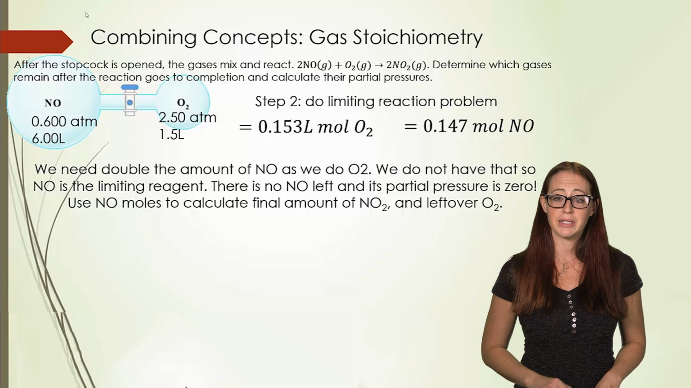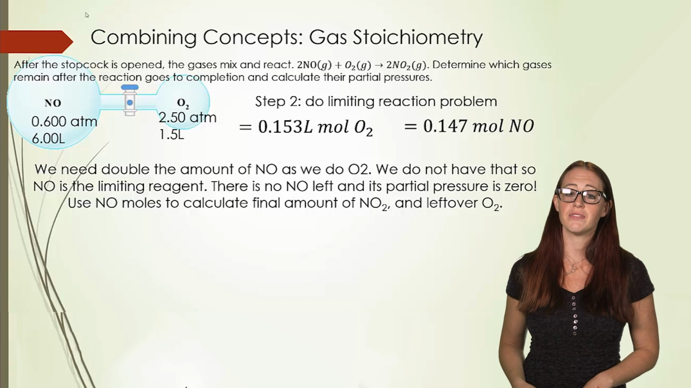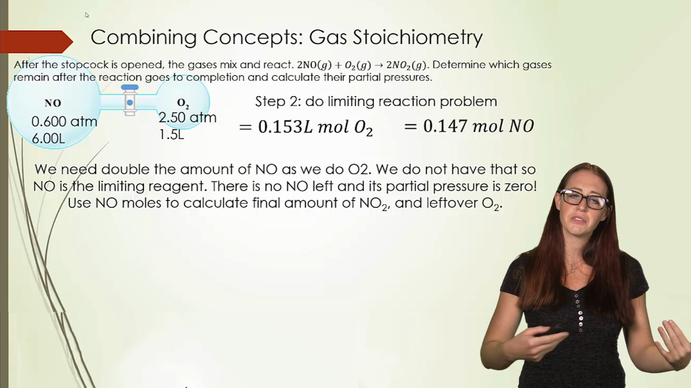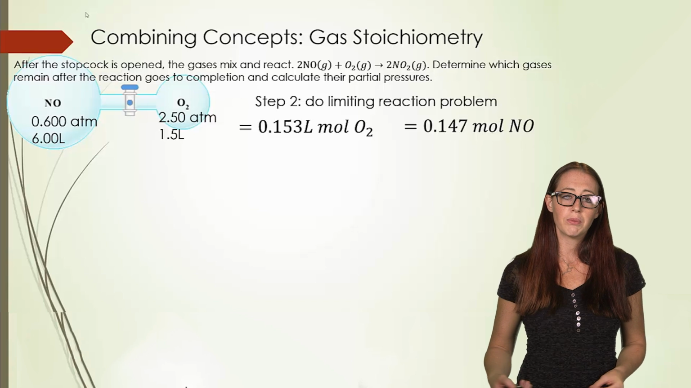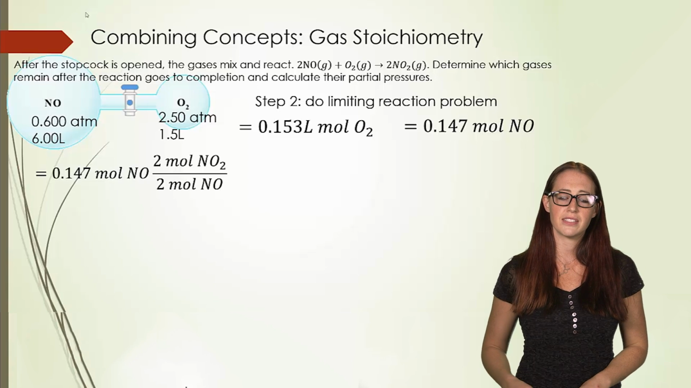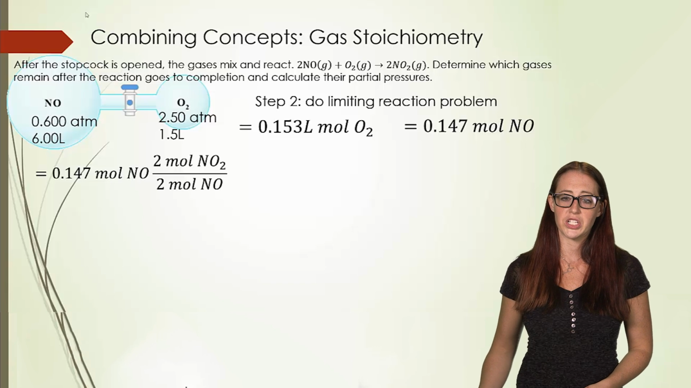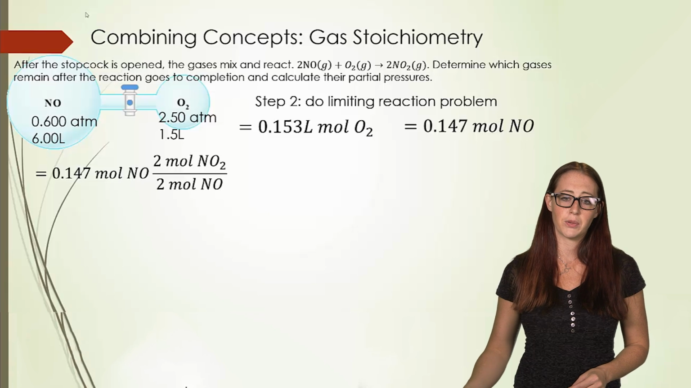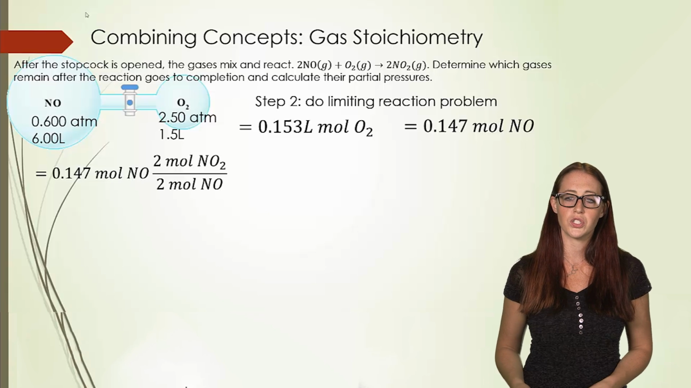We can now use the limiting reagent, or NO, to see how much of the NO2 we are going to create, and how much of the O2 is left over. We will start with our amount of NO and convert this into moles of NO2. We do this by using the mole ratio in the equation. This means that we have 0.147 moles of NO2 created, since it is a 1-to-1 or 2-to-2 ratio.